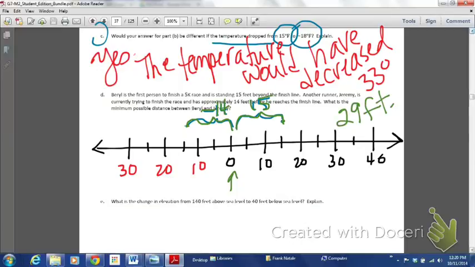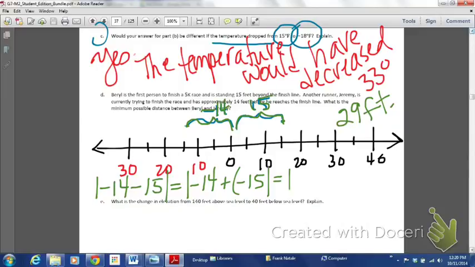But then if we go ahead and of course apply our formula, we could put in the absolute value of negative 14 minus 15 equals the absolute value of negative 14 plus the negative 15, which equals the absolute value of negative 29, which equals 29. Okay, and there's 29 feet.